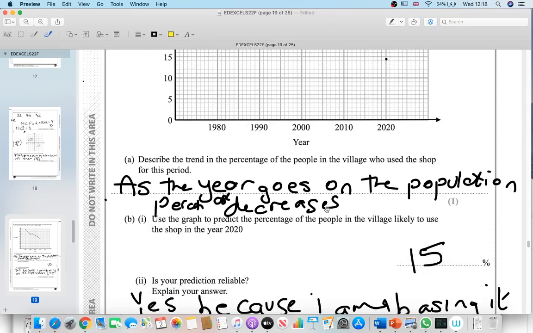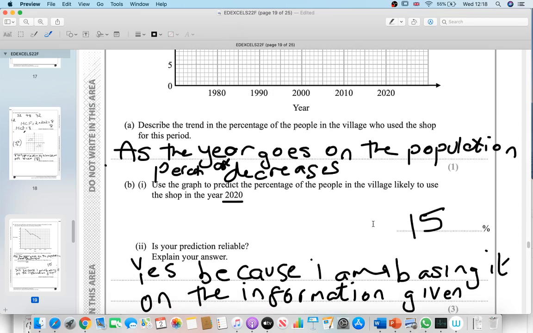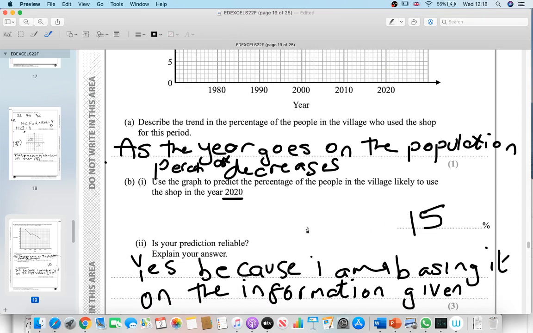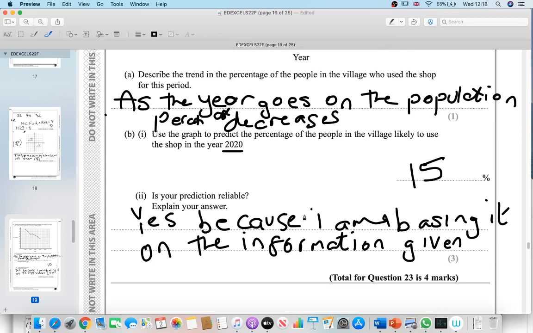I've put there, you use the graph to predict the percentage of people who use it in 2020. So I'll put a dot there. It's roughly there, so it will be around this region. I'm saying roughly about 15%. Is your prediction reliable? I've put yes here because I'm basing it on the information given. So that is my justification.